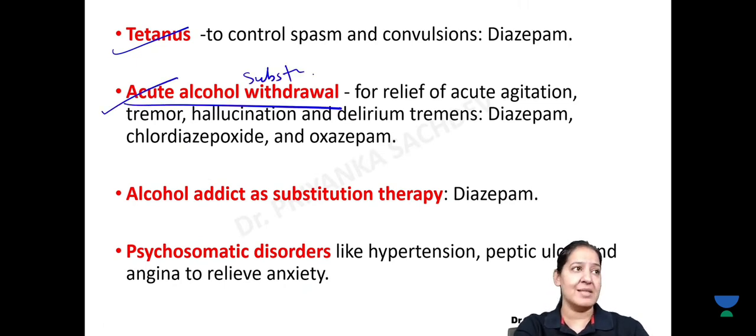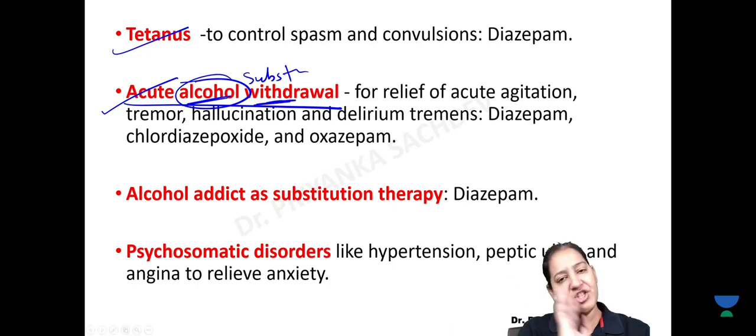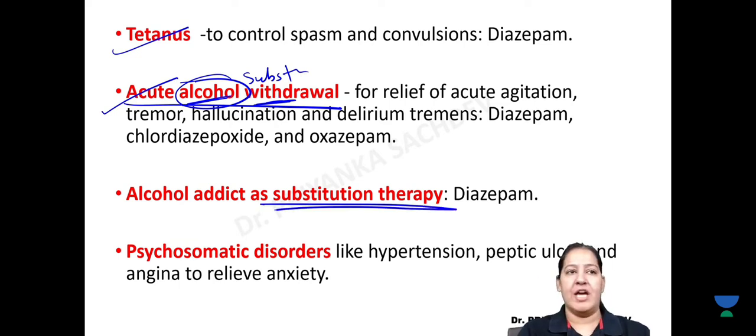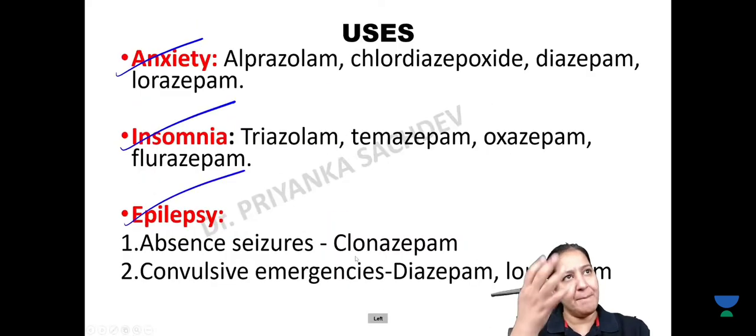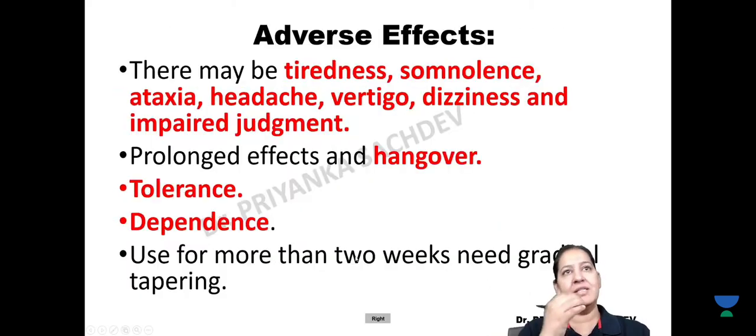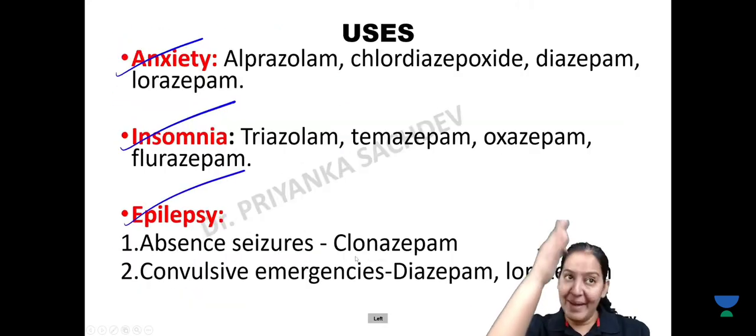Just in the last lecture I told you what substitution therapy is. Alcohol is a sedative. In chronic alcoholism, you want the person to abstain from alcohol, but when the person is leaving alcohol, he has withdrawal symptoms. So you shift from alcohol to benzodiazepines first as a substitution therapy, right? And also psychosomatic disorders. So there are many uses. These are the uses, a big list of uses here.